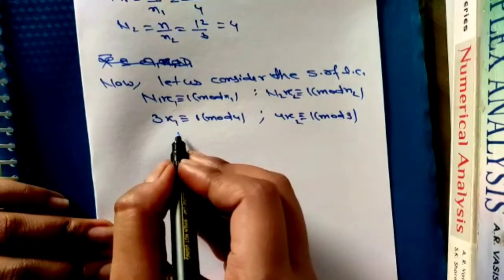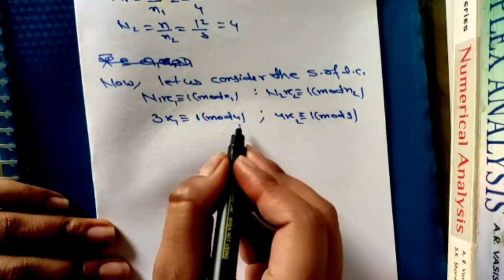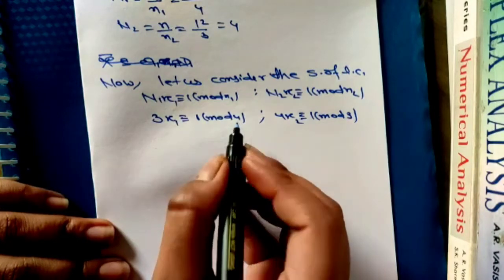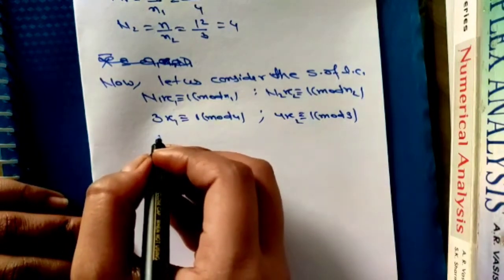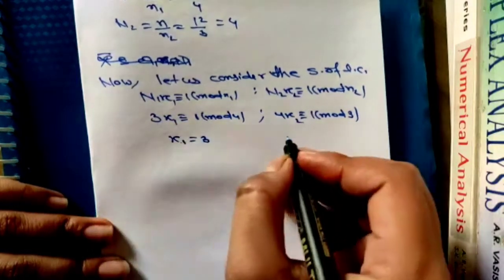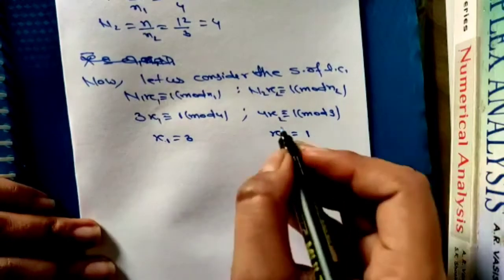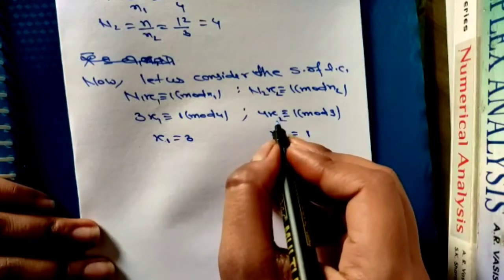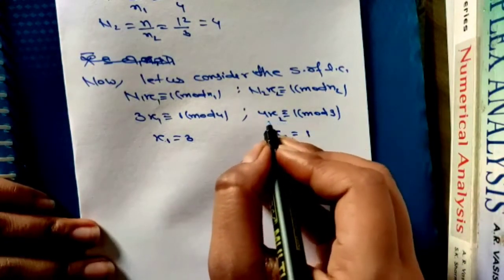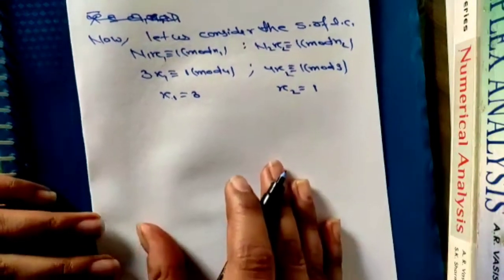If we put the value of x1 equal to 3, we get 3 times 3 is 9, and if we divide 9 by 4, we get the remainder 1 here. So x1 is equal to 3, and similarly we find that x2 is equal to 1. If we put the value 1 and divide 4 by 3, we get the remainder 1. So x2 is equal to 1.